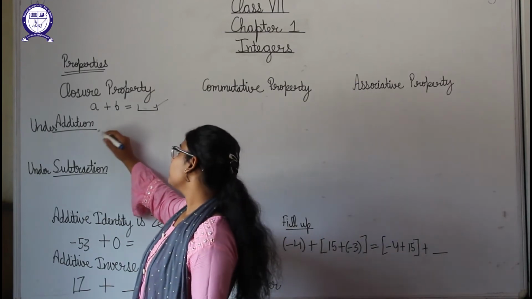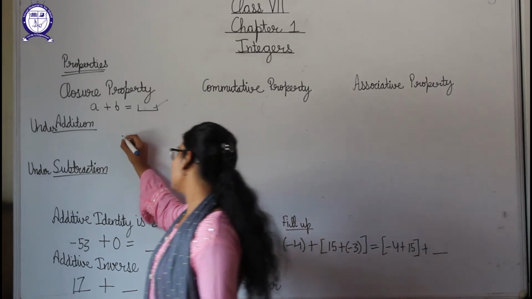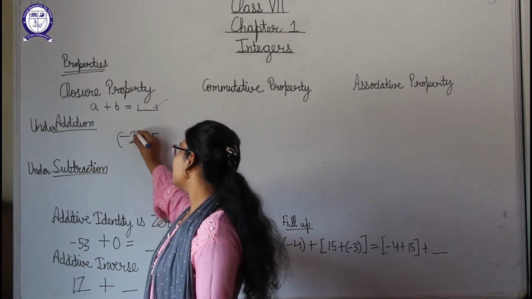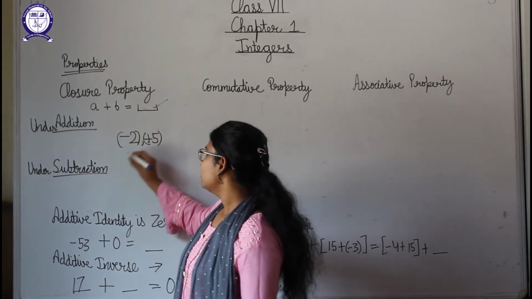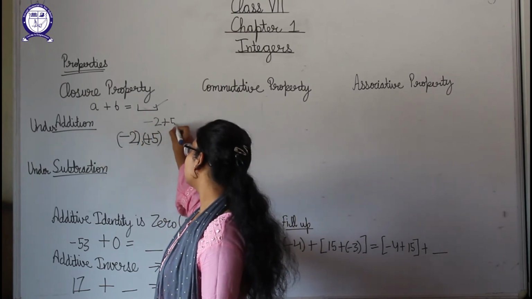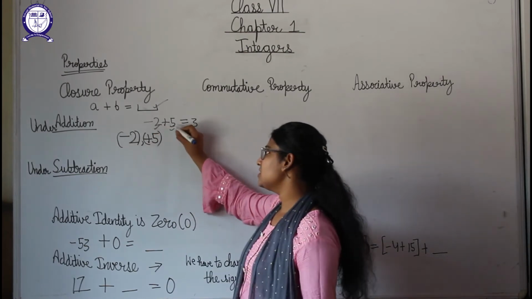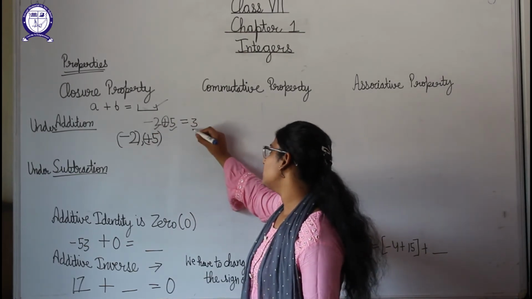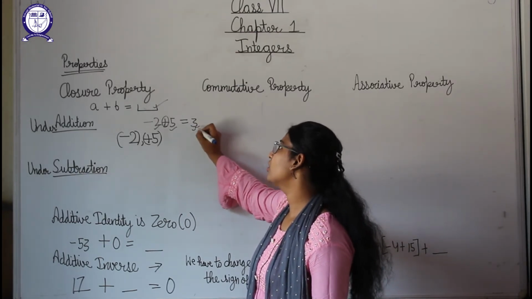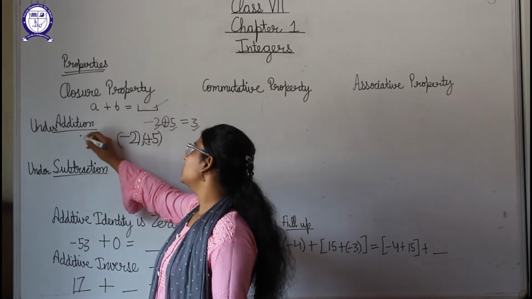So here we will take two integers. We can take any integers. Here I am taking -2 and +5. Okay, these two are the integers we are taking. We have to add them. So -2 + 5, what will be our answer, students? 3. Here -2 is an integer, 5 is an integer, we are adding them, and 3 is also an integer, which is our answer. Okay, it means we can say that integers are closed under addition.